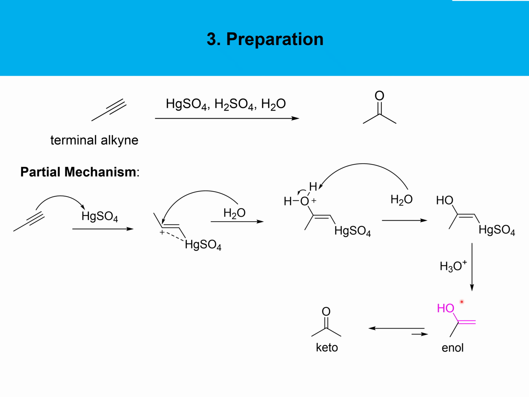And as we learned previously, enols are always in equilibrium with a keto form. So wherever the oxygen is bonded to, that carbon will become a double bond in the keto form, and then this double bond will become a single bond. And so we have acetone as a product from this reaction.